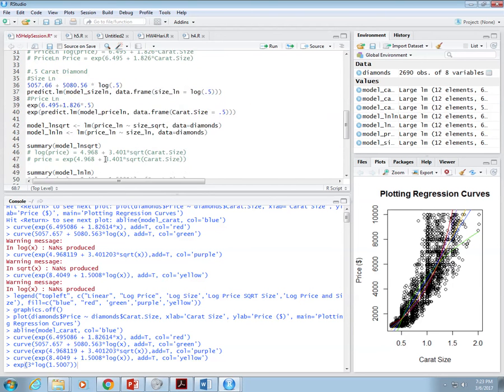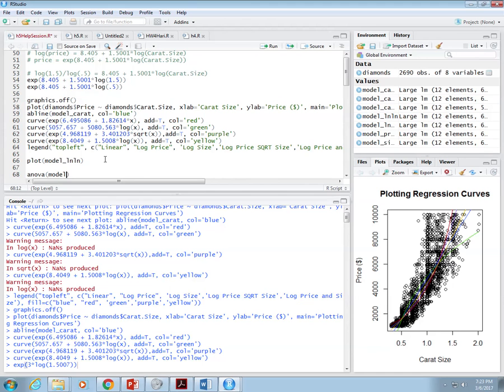So, for example, we have model, and oh wait, that's not going to work. I'll take it back. ANOVA's not going to work for you guys. So you can just kind of go off of the R squared too about which one you think is the best.